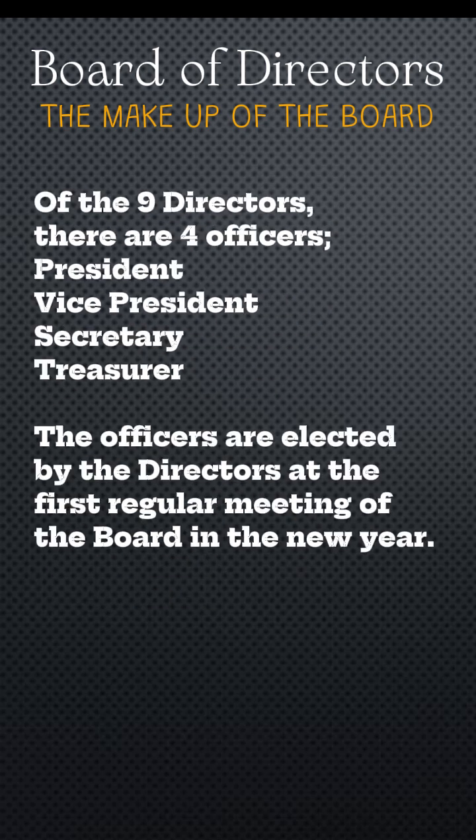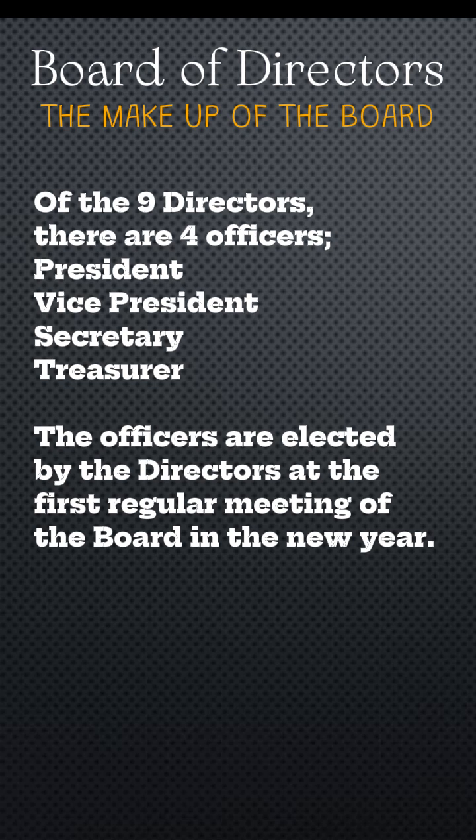And the makeup of the board is there are 4 officers: president, vice president, secretary, and treasurer. All the officers are elected by the directors at the first regular meeting of the board in the new year. So a couple years ago, the SOA changed that process wherein November 1st actually starts the board year. It's not a calendar year, it's the board year. And at that first meeting in November, the board will elect its officers for the next year.